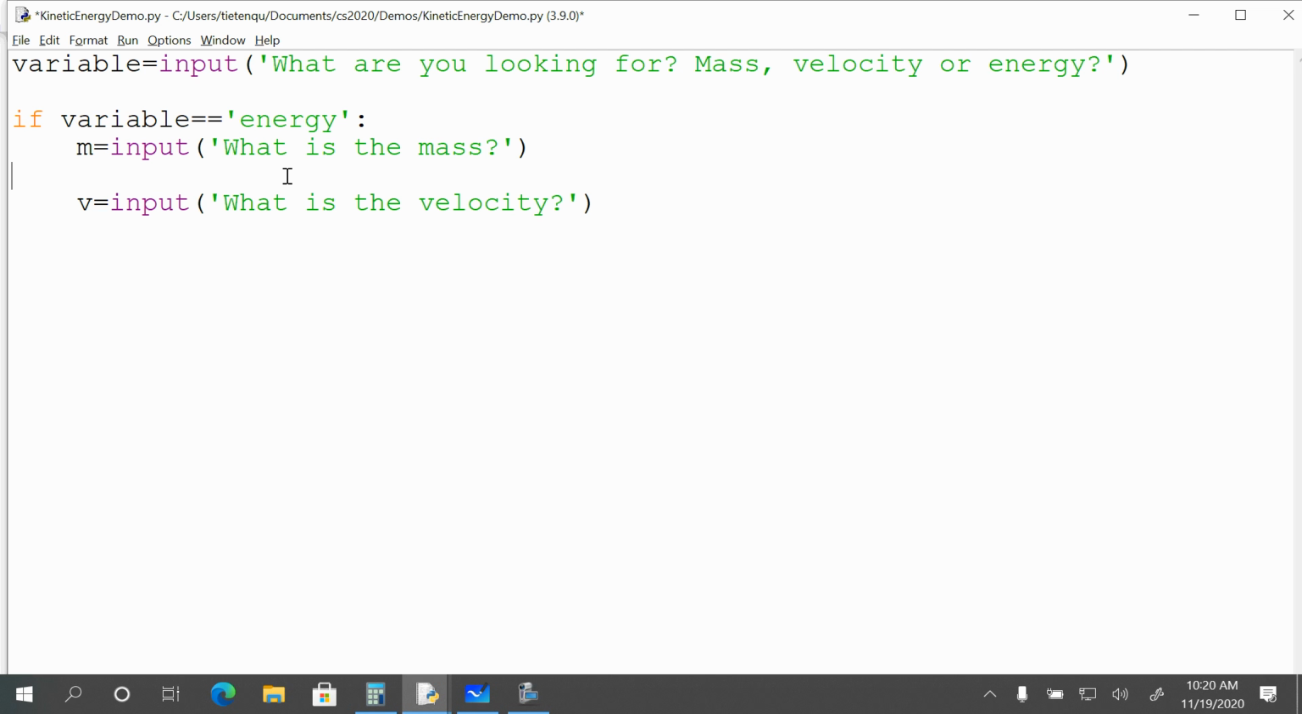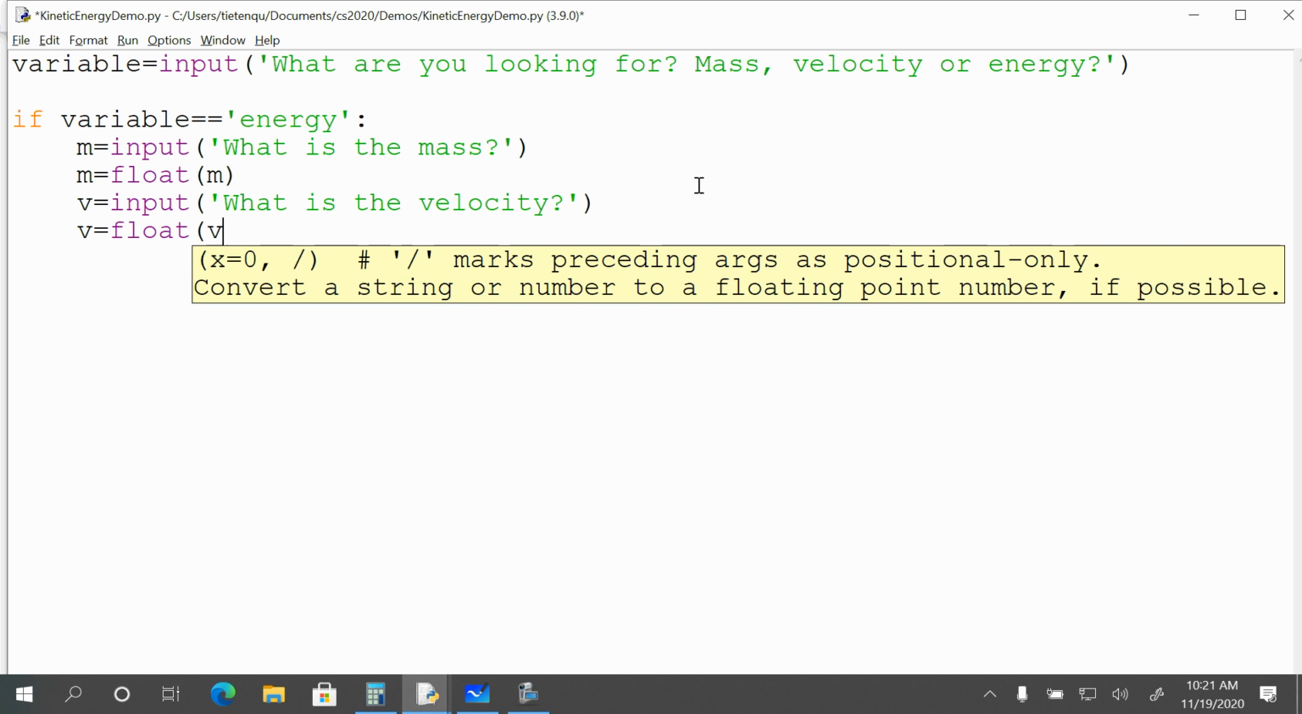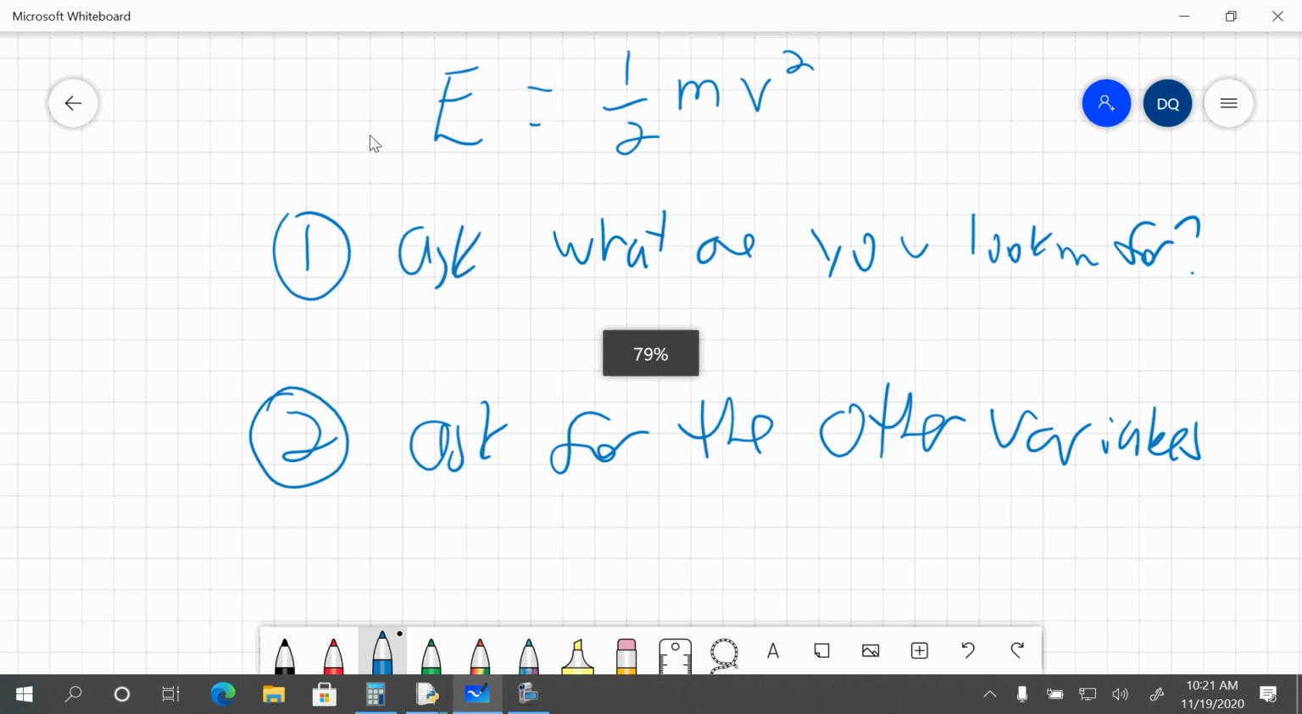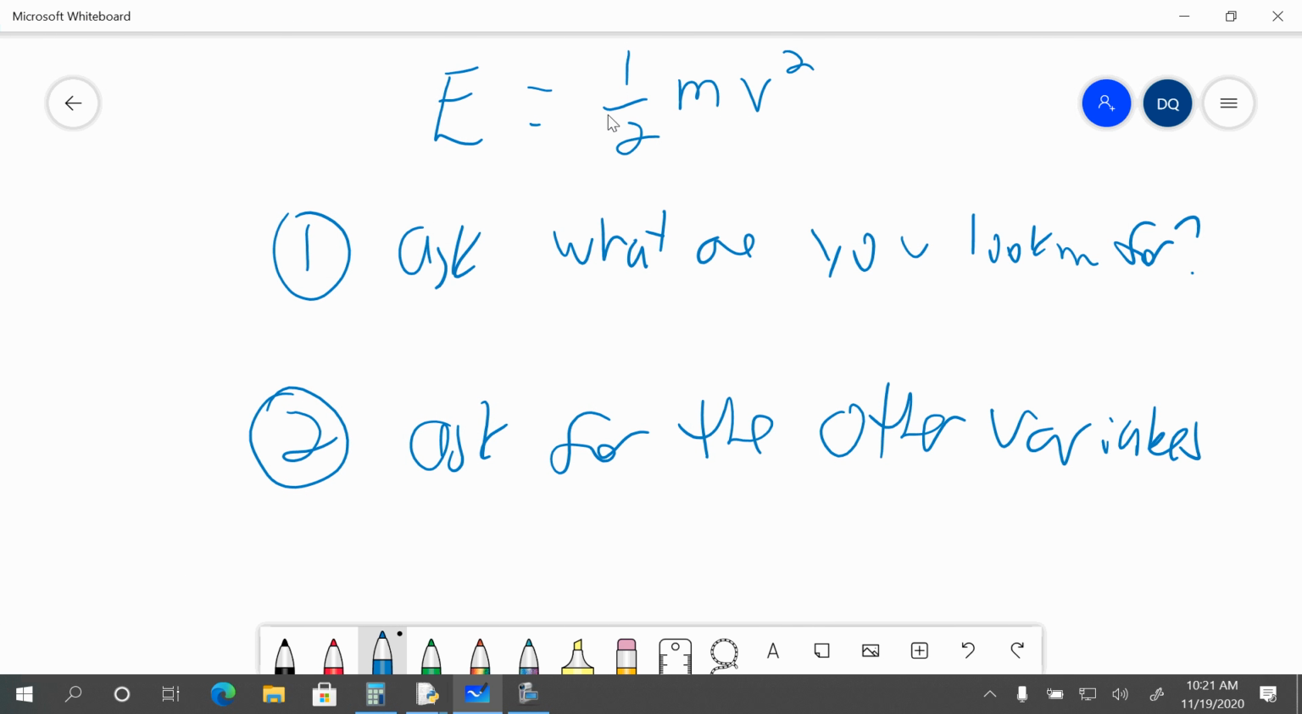Now they're going to come in as strings. We got to convert them so we can do some math to them. If you knew they were never going to use decimals, you could use int, but because they might use decimals, we use float. So M equals float M. So we're going to convert these. V equals float V. And yeah, you could do that all in one line, but I want this to be clear to whoever's watching this for the first time. So if the variable is energy, we ask the user for the mass, we ask the user for the velocity, we convert them so we can do math to them, and then energy is going to be equal to, and here's our equation that governs it, energy is half mass times the square of velocity.